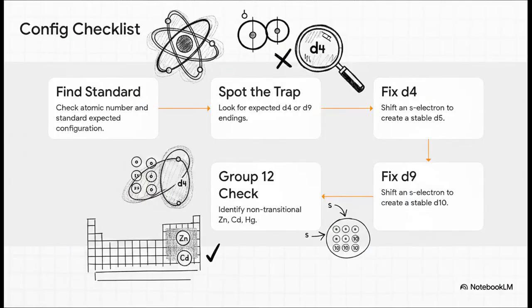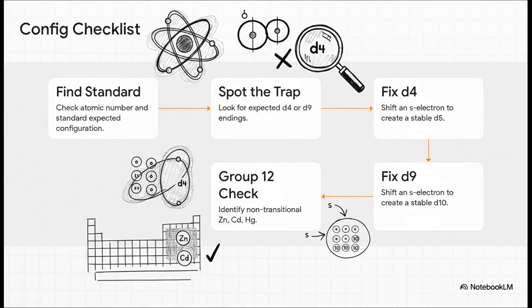Okay, to make sure you never, ever miss a mark on configurations, use this 5-step mental checklist. First, determine the standard expected configuration. Second, immediately look out for the d4 or d9 trap. Third, if it is d4, shift an s electron to make a stable d5. Fourth, if it's d9, shift an s electron to make a stable d10. And finally, always double-check if the element is in group 12 so you can correctly identify it as non-transitional.